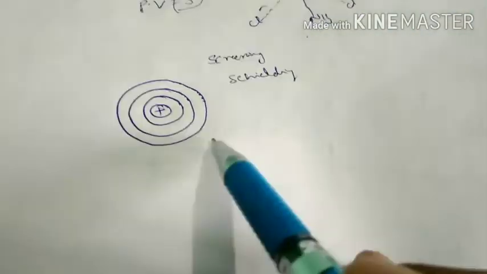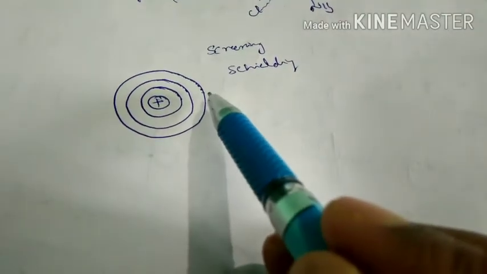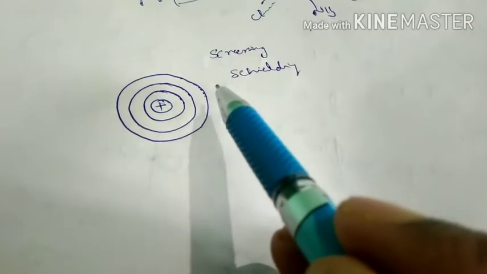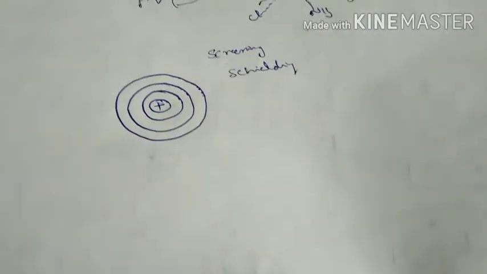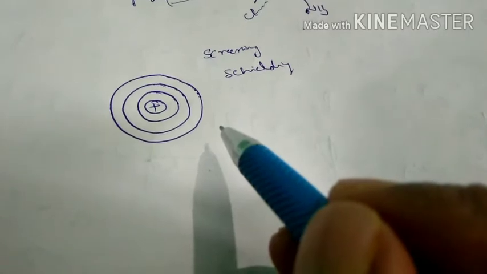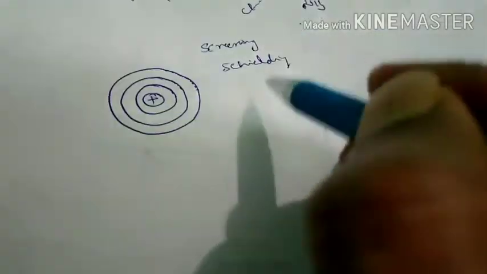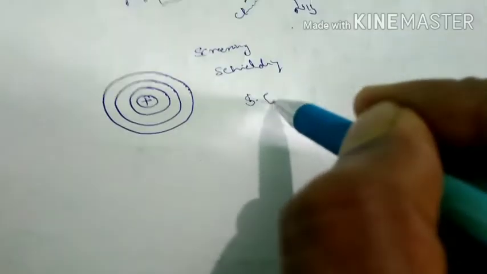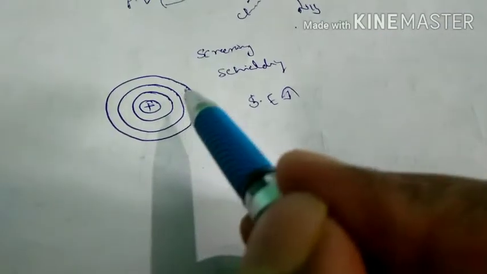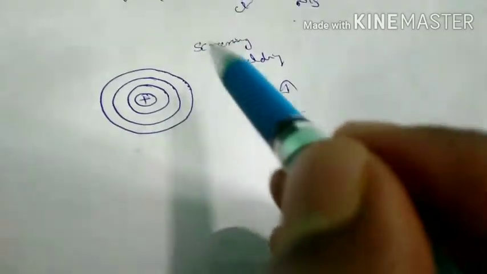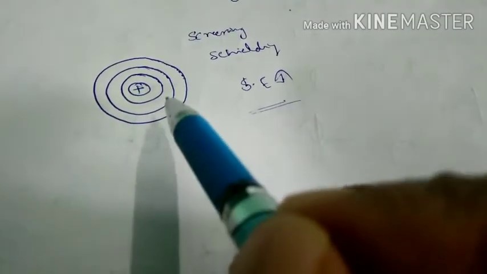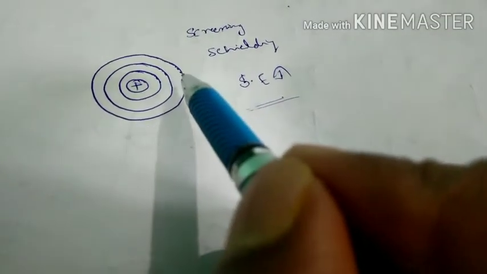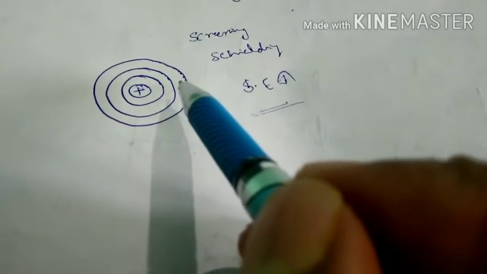So what is the definition? The attraction between the nucleus and outermost electrons decreases due to the presence of electrons in inner shells. That is called the shielding effect or screening effect. One more point: if the screening effect increases, that means the electrons present in inner shells increase. Then the attraction between the nucleus and valence electrons decreases.